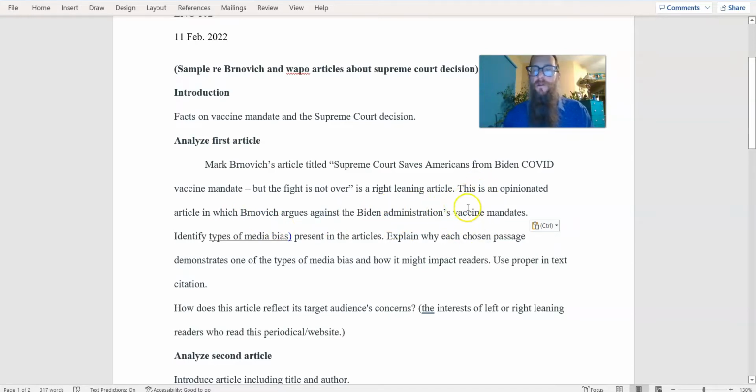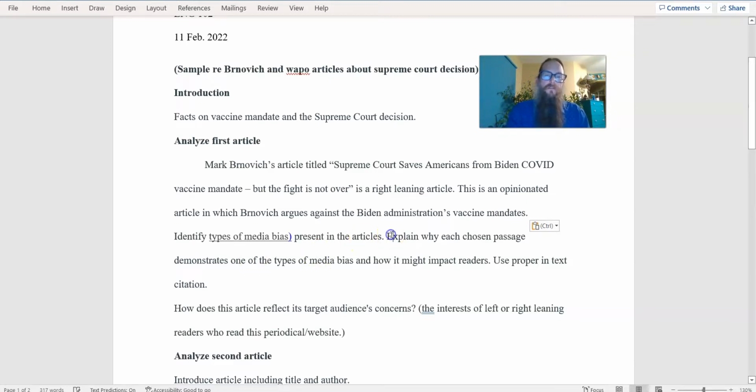I didn't get real granular about what his argument is because I'm not summarizing the article here. I'm instead, what am I interested in? I'm interested in the types of media bias that are happening here. You can identify one or more. I'm just going to demonstrate how to work with one. You might only need one if you have a lot to say about it.